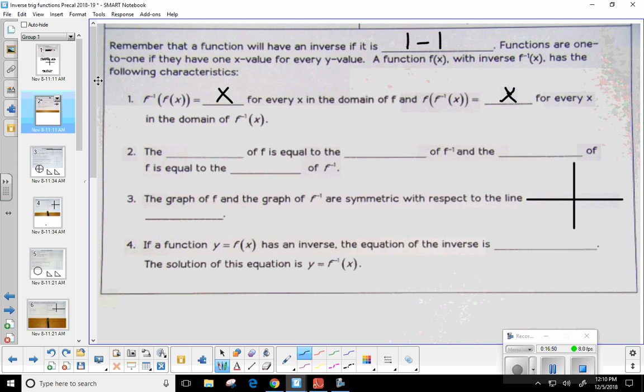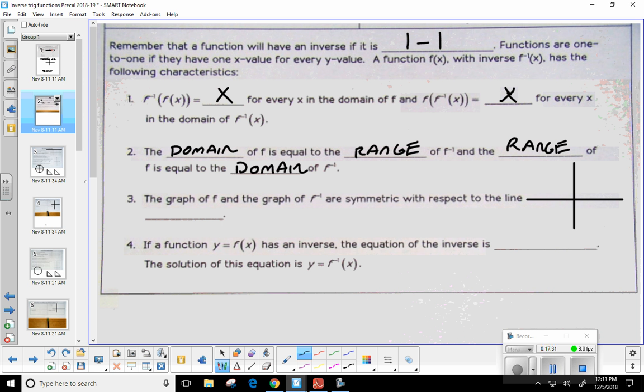Okay. So let me see if you can help me fill out the rest of this one. The domain, the x's of f, would equal the what of the inverse? Remember, what are we doing with the x's and the y's? We're flipping them. So if the x's are the domain, what are the y's? The range. Okay. And the range of f is equal to the domain of the inverse.